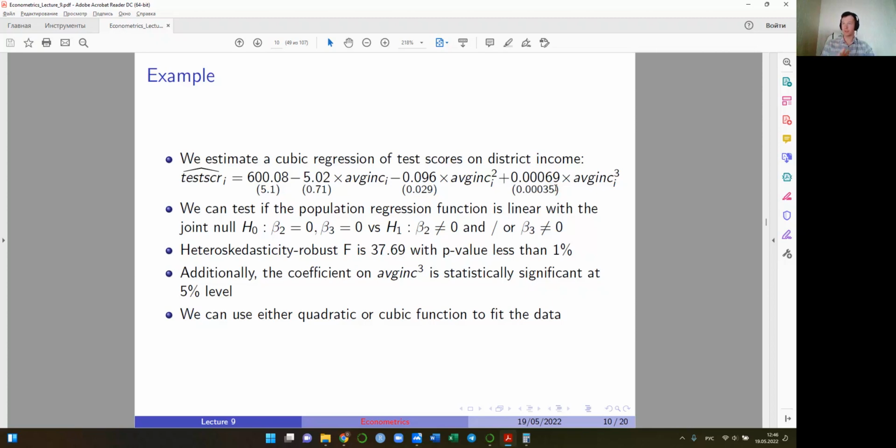Because look, the model itself is not what we want. We are just talking about the nonlinear relationship between average income and the test score, but the ultimate goal is still the investigation of the class size effect on the test score, and we will use these regressors, and maybe the cubic of average income also, as control variables. So this is the ultimate goal of the investigation.